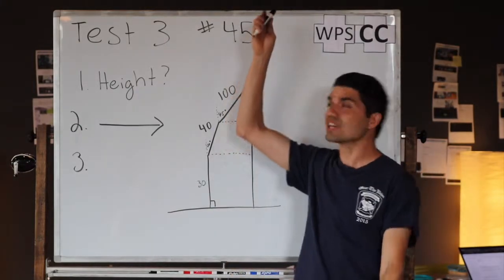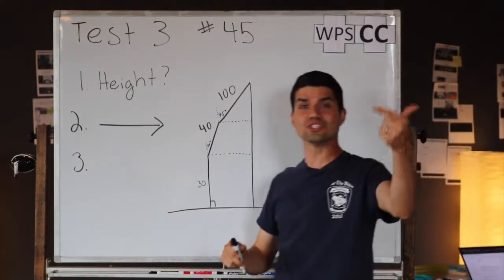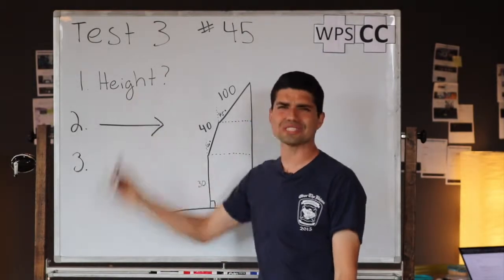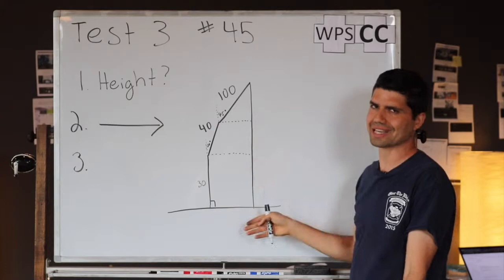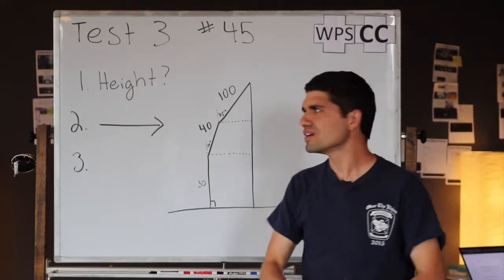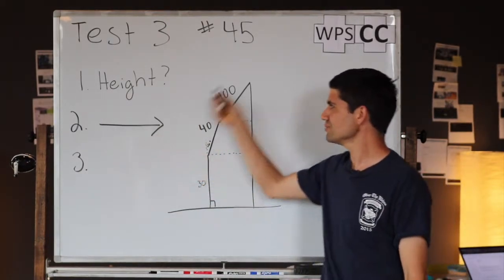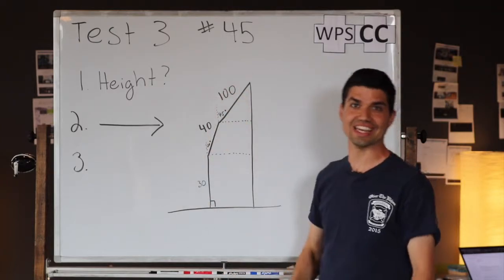Now, we're tackling it with the word problem strategy, 1, 2, 3. So 1, what's it asking us? It wants the height. Perfect, boom. So now we've got to find this height. What do we know? Well, we know everything they give us in our picture.